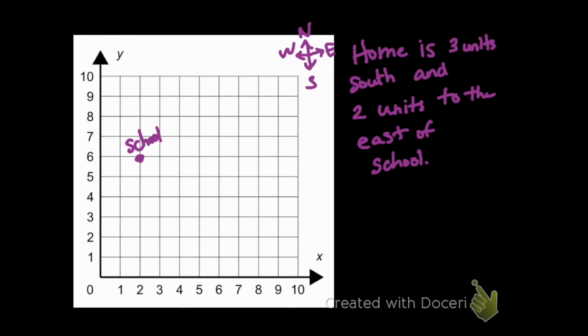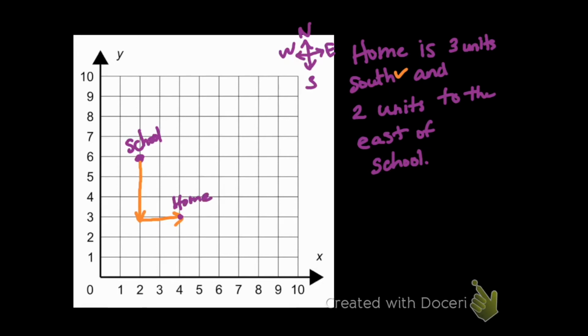So the first thing I'm going to do is go south 3 units. So I've got that. The second thing it says is 2 units to the east of school. Now, if you don't know where east is, oftentimes there is a compass on the coordinate grid that'll help you out. Otherwise, you're really going to need to know your left from your right. So east means going in the right direction over 2 units. So my home would be located here.